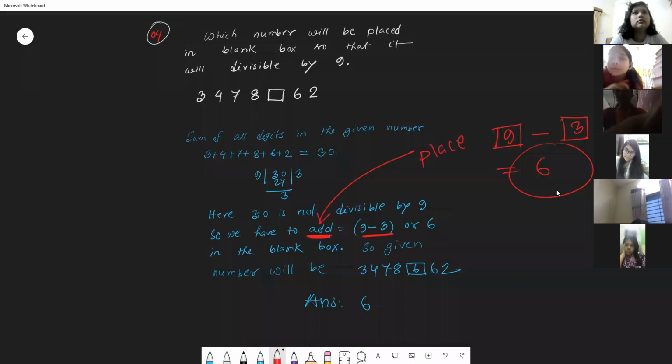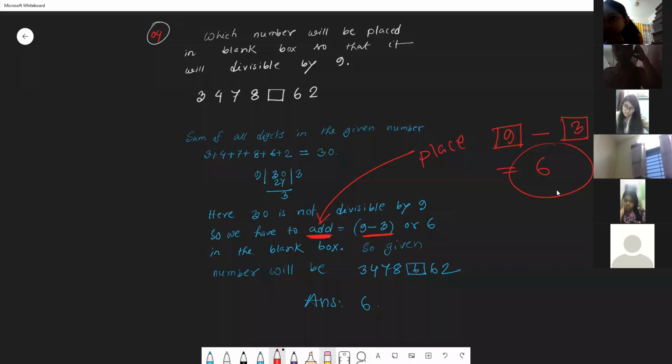We have to place 9 minus 3 equal to 6 in the blank box. In the absence of "add", you can write "we have to place". No problem, it would also be okay. It may erase your confusion. So we have to place 9 minus 3 or 6 in the blank box. So this is our answer.